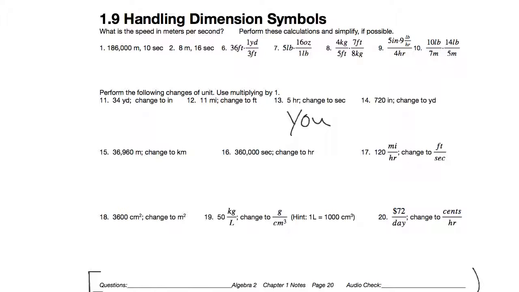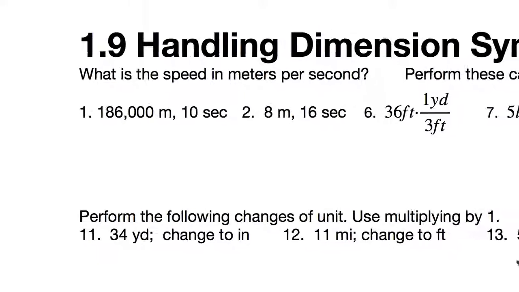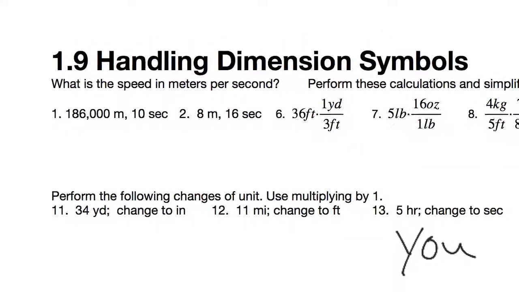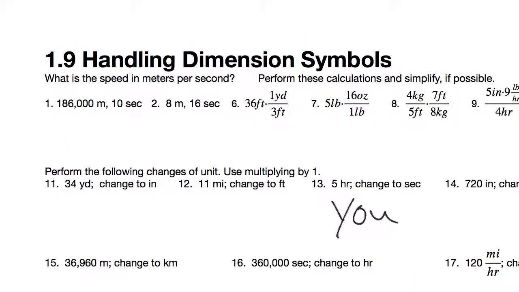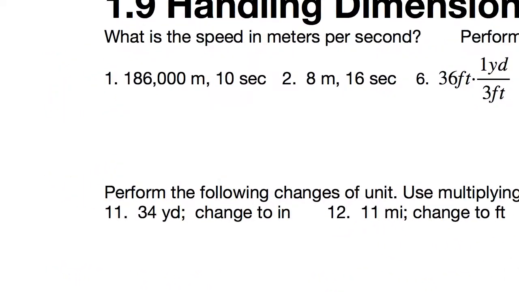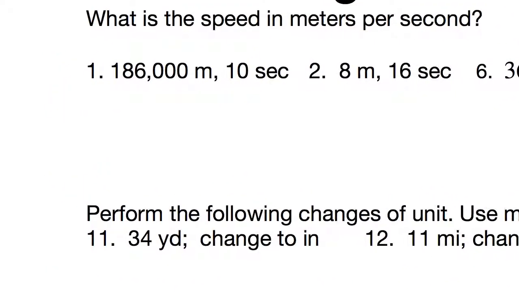Here we go, 1.9, handling dimension symbols. So what is the speed in meters per second? Perform the calculations and simplify if possible. So first of all, what is the speed in meters per second?